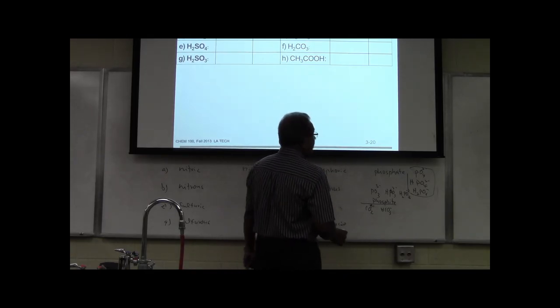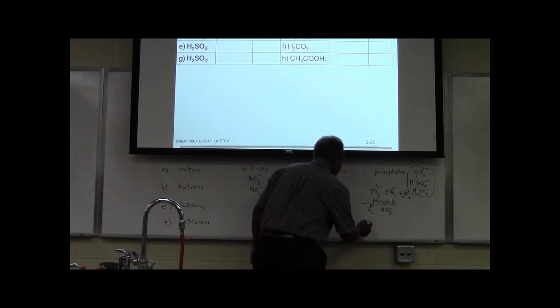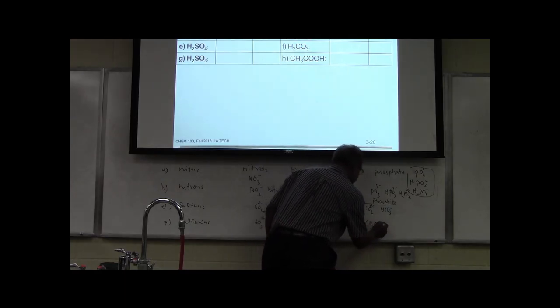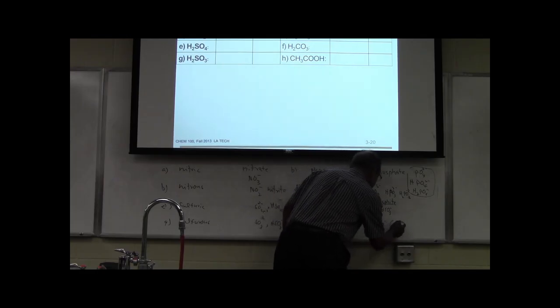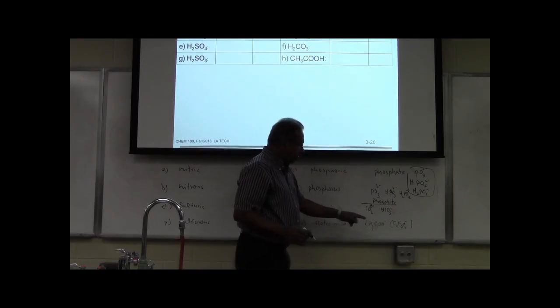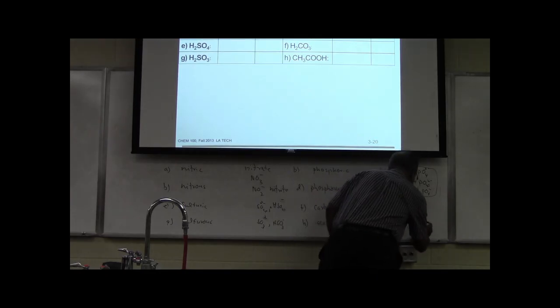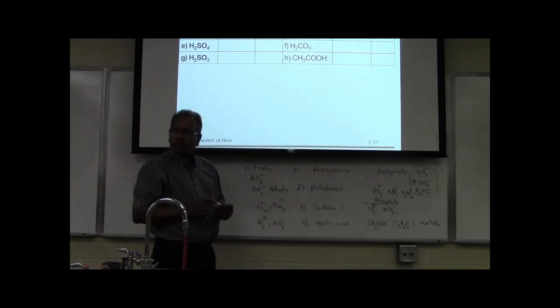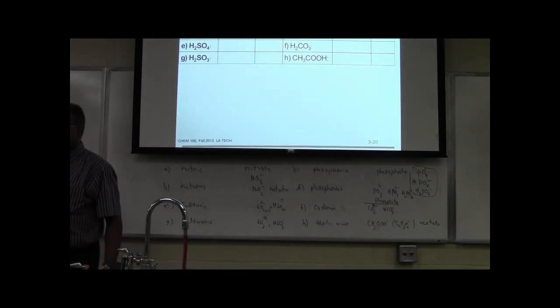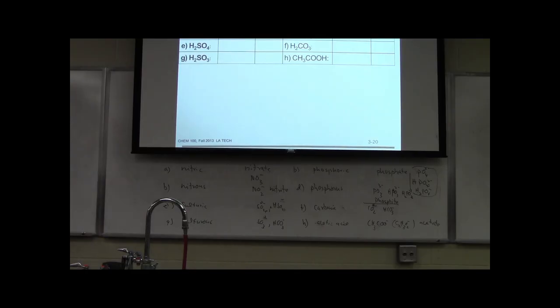Acetic acid. What is the ion? CH3 C double O negative, or C2H3O2 negative. That's called acetate, right? Acetate ion. How would you know that it was acetate, like by looking at it? Because it has 3 hydrogens. Okay, this is kind of a condensed formula, okay?